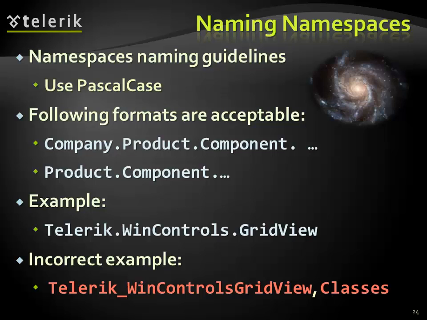Incorrect usage would be Telerik_WinControls_GridView or just Classes, because Classes doesn't really qualify and it's not very meaningful because everything is a class. So you would always put in such a namespace a class anyway. So if you're going to name a namespace Classes, you should consider what are you planning to put in this namespace. If it is utilities, better call it Utilities. And in the first example, just using the underscore, while the compiler would accept it, it's not a good usage, and it doesn't allow us to get some quality from the namespace.